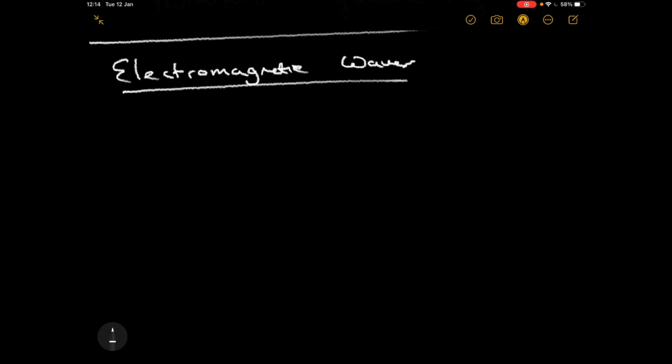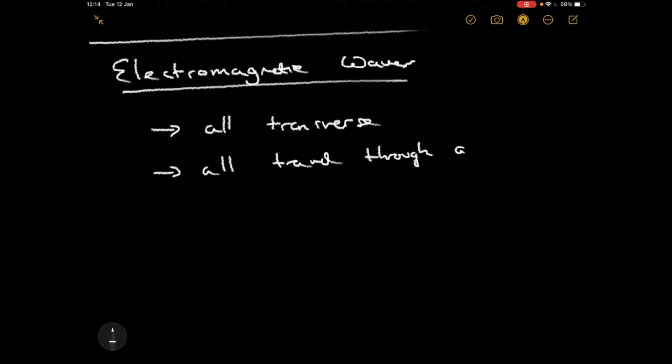All of these types of electromagnetic waves are part of a much broader spectrum than the little bit that you get to see, which means they have certain things in common. Okay, so all electromagnetic waves are transverse waves. Yeah, they are all transverse waves. They can all travel through a vacuum.